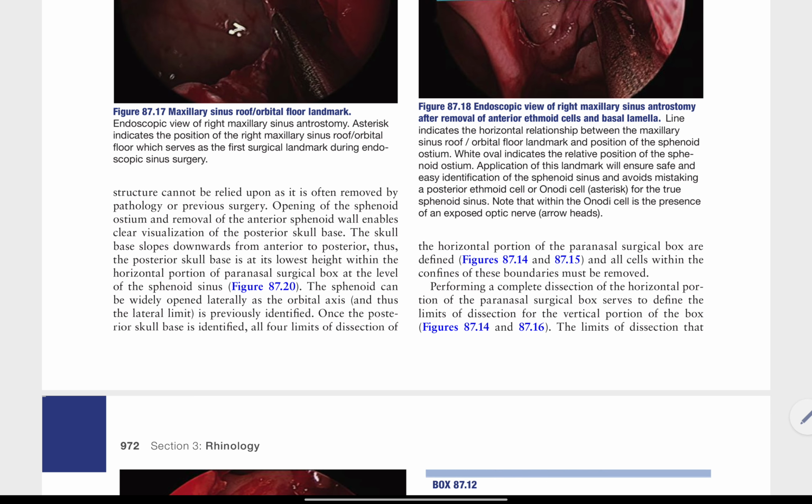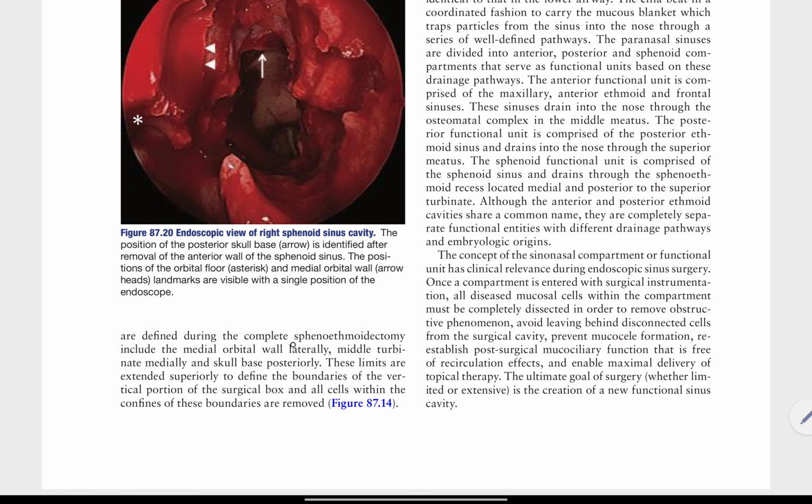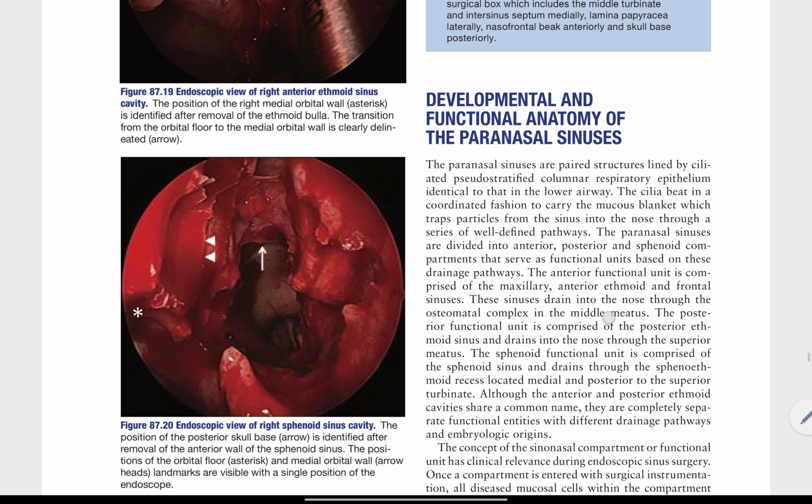The limits of the dissection that are defined during complete sphenoethmoidectomy include the medial orbital wall laterally, middle turbinate medially, and skull base posteriorly. These limits are extended superiorly to define the boundaries of the vertical portion of the surgical box, and all cells within the confines of these boundaries are removed.